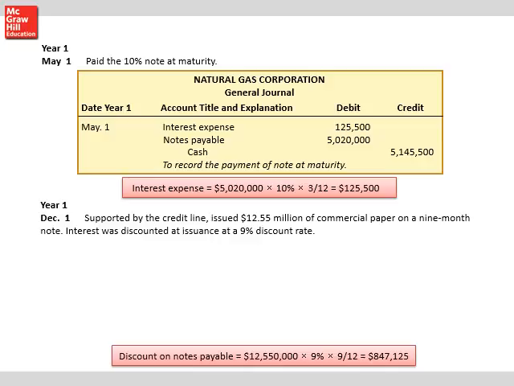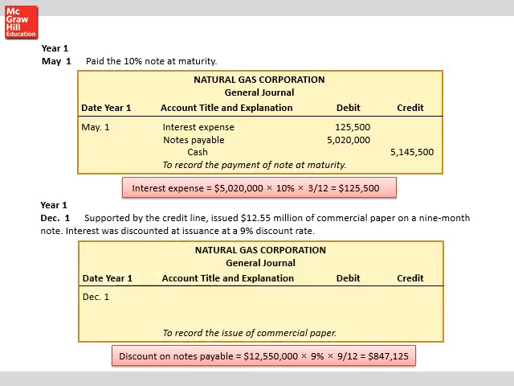Okay, so the first thing we have to do is figure out the interest rate. Remember, this one is discounted, so we're going to basically not receive the full amount of interest. It's going to be for 9/12 of the year, 9 months out of 12 months of the year. So we're going to have $12,550,000 times 9% times 9/12 of the year is going to be $847,125. That will be reduced from the amount that we receive.